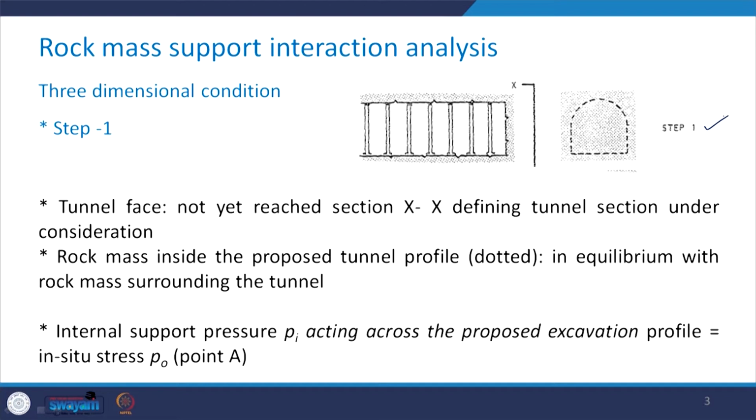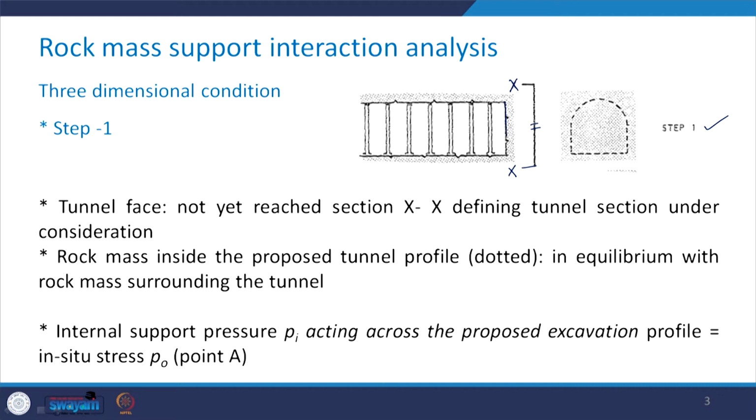Now, let us try to understand the generation of GRC and SRC with respect to each of these steps in detail. I first take step 1. Here, from the previous figure, I have just taken out the figure which corresponds to step 1. Once again, this is your XX section, and the tunnel face has not yet reached up to this section. That means it is here only.